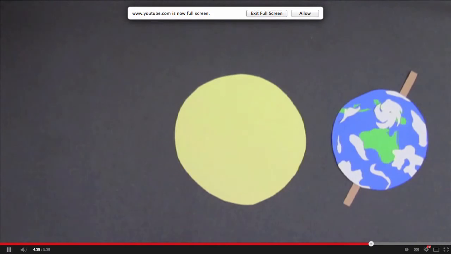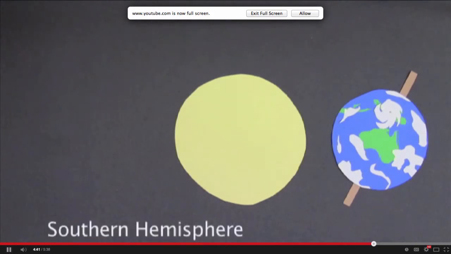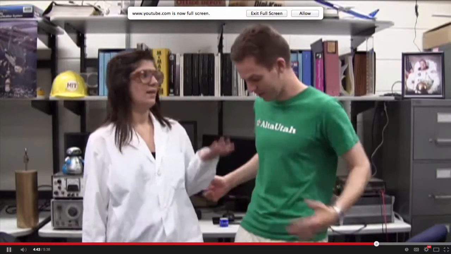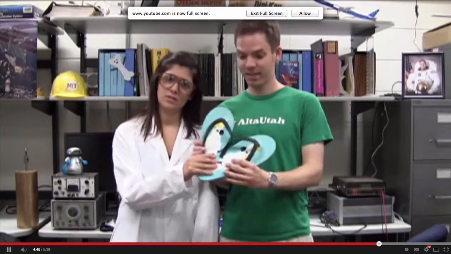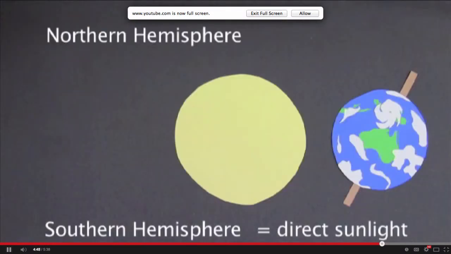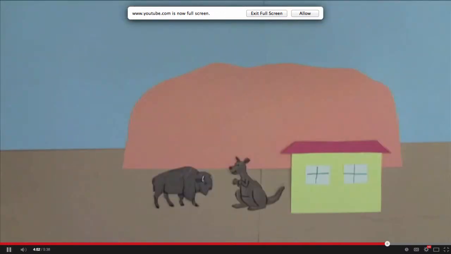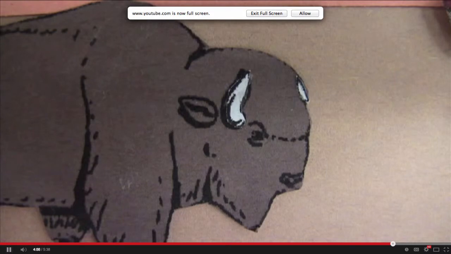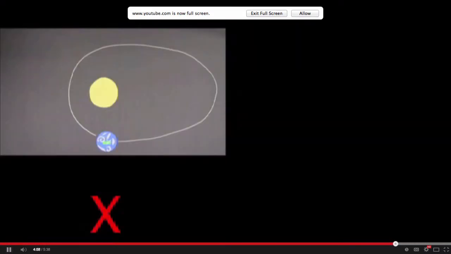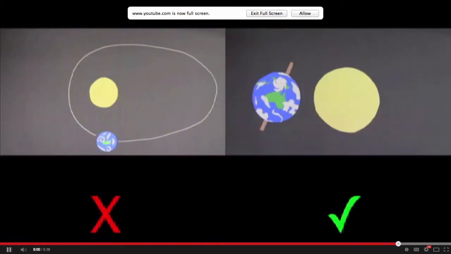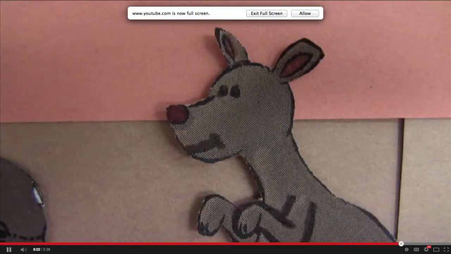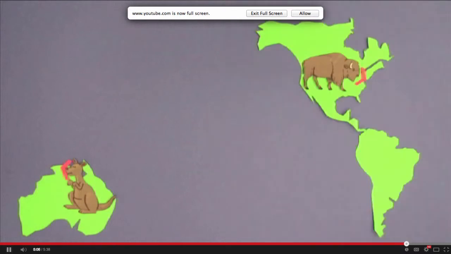Six months later, when the Earth is on the other side of the sun, we have the opposite. It's the southern hemisphere receiving direct sunlight, so it's summer there. And the northern hemisphere is receiving indirect sunlight, so they're having winter. And now you know the reason for the seasons. Awesome. So it's not how close the Earth is to the sun that matters, but instead it's the tilt of the Earth. Which is also why it's winter in Australia at the same time as it's summer in America.